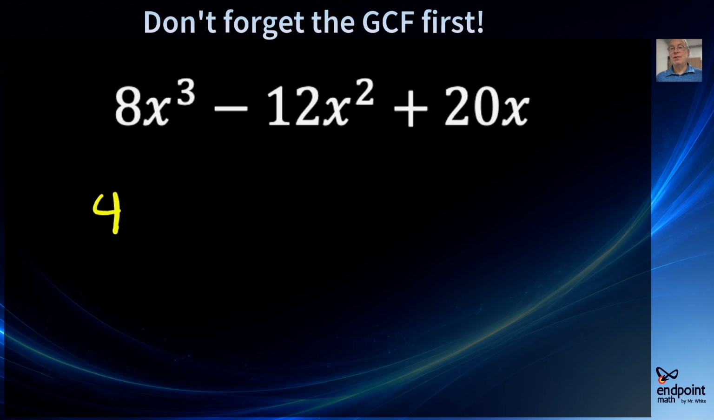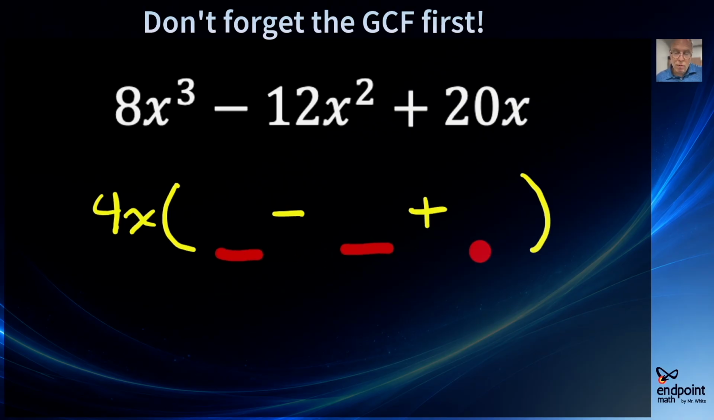Now, what about the x's? Do they all have x's? Do they all have at least 1 factor of x? Yes, they do. This one has 1, this has 2, and this has 3. So how many do they have in common then? They have at most 1 in common. So 4x is the greatest common factor. Now I'm going to open up a parenthesis. I like to just go ahead and put my minus and my plus there, so I have my 3 spots ready to go for whatever's left behind.